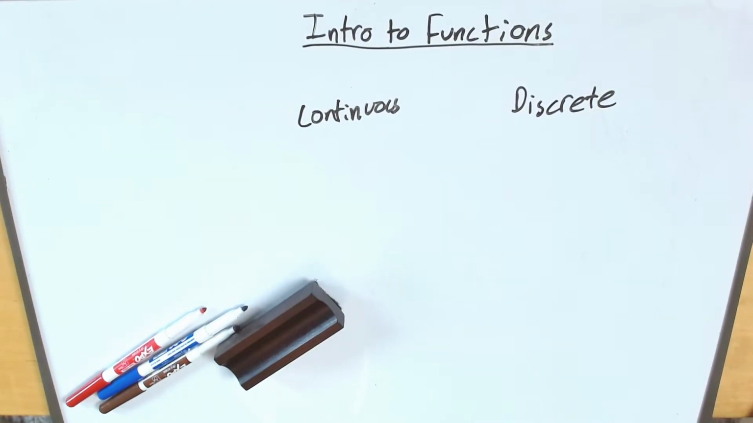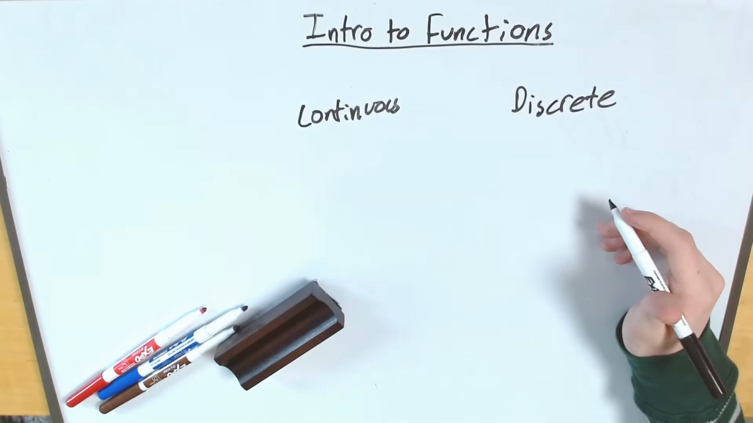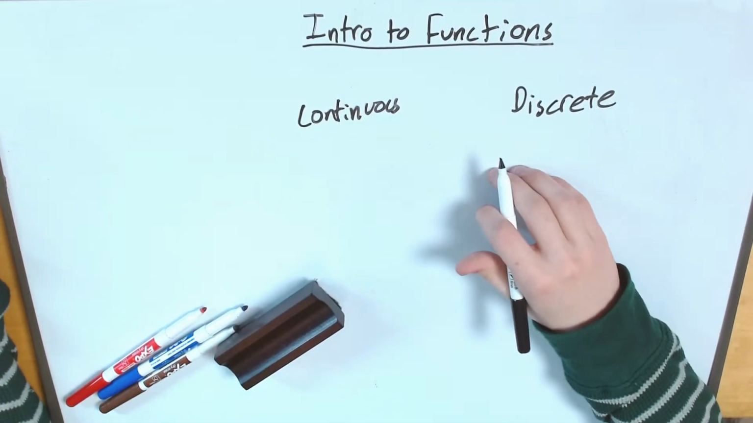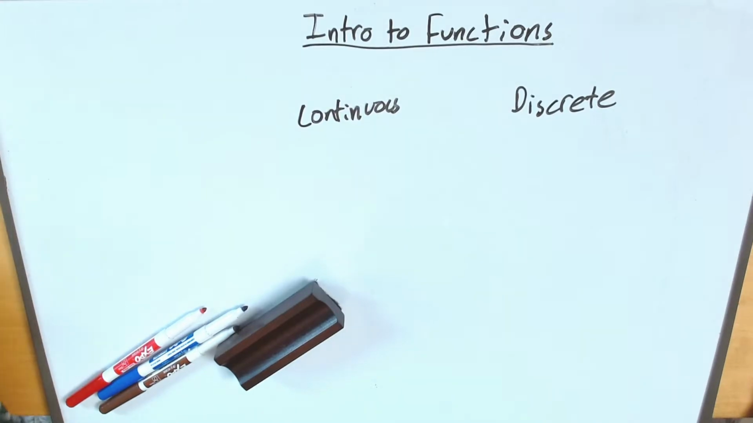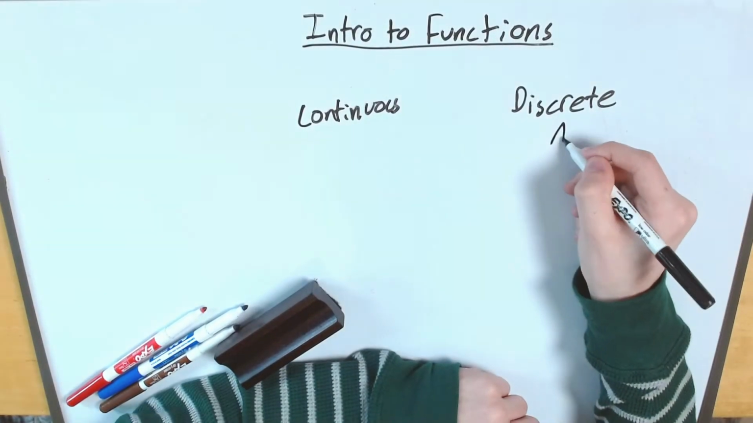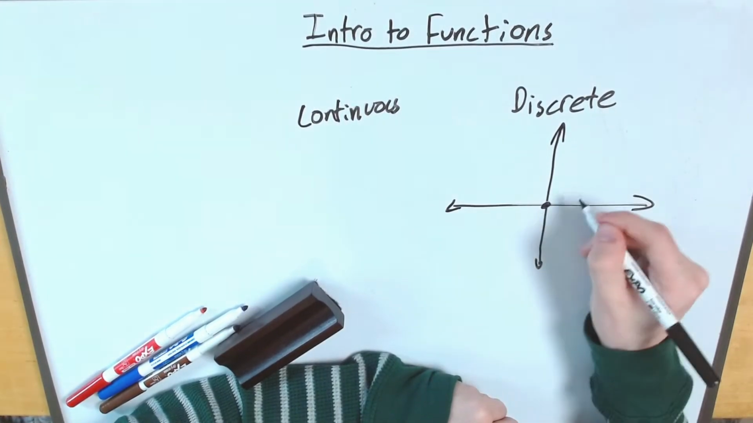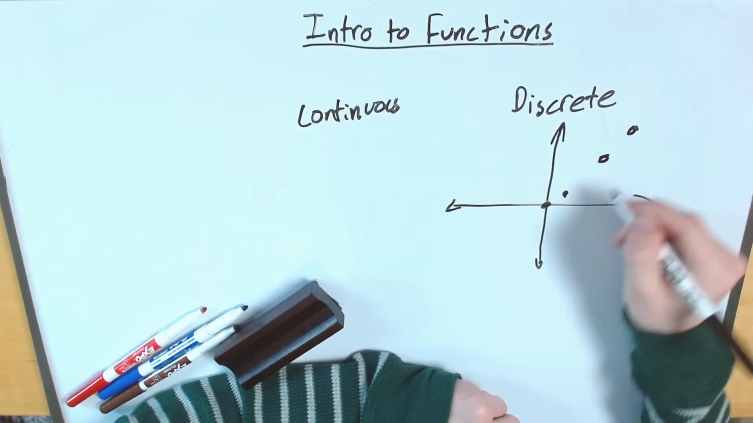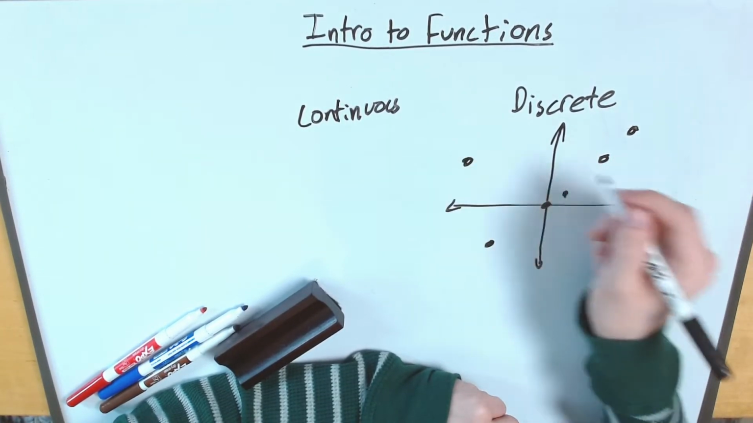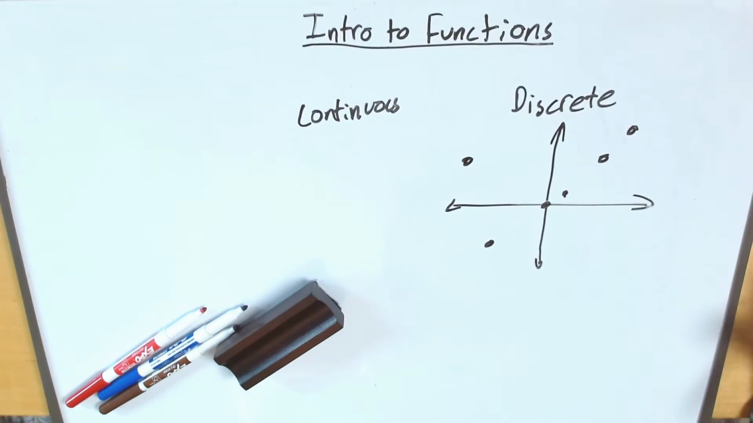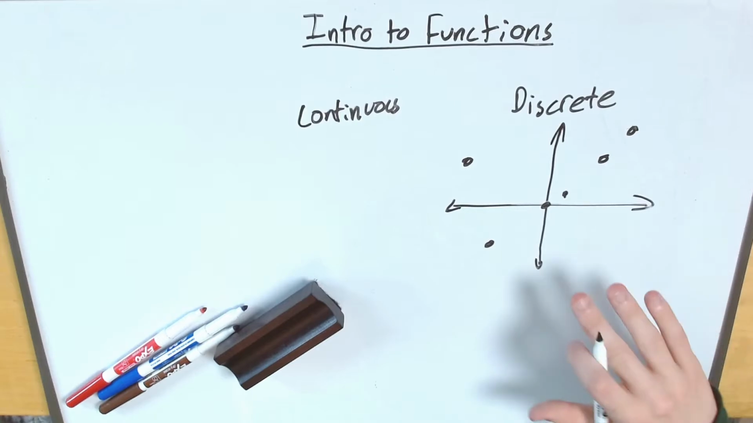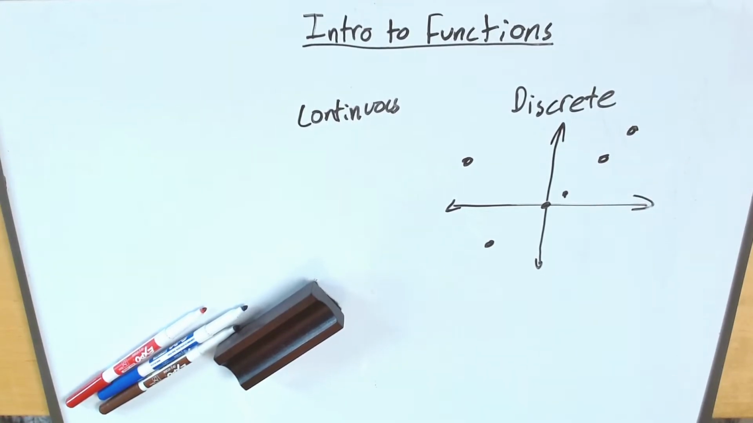And discrete functions, we'll start with those, are separate. They're unconnected, right? They're basically a function with a whole lot of points. They aren't connected and they're distinct from one another, right? So if I had a graph like this, that would be the graph of a discrete function. The points on that function are not connected, and they are very, very distinct.